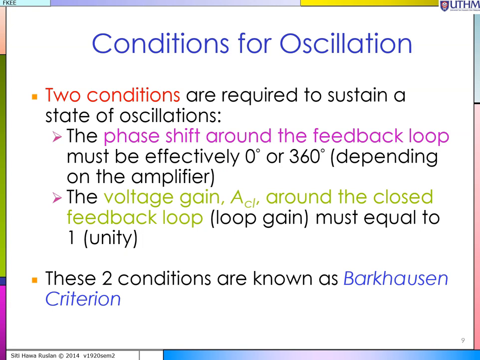If non-inverting, you don't need to introduce a phase shift, but if it is inverting, you need to introduce 180 degree by the amplifier and another 180 degree by the feedback network. Okay, and the gain around the loop, which is the product of beta multiplied with A, must equal 1. These two conditions are known as Barkhausen criterion.